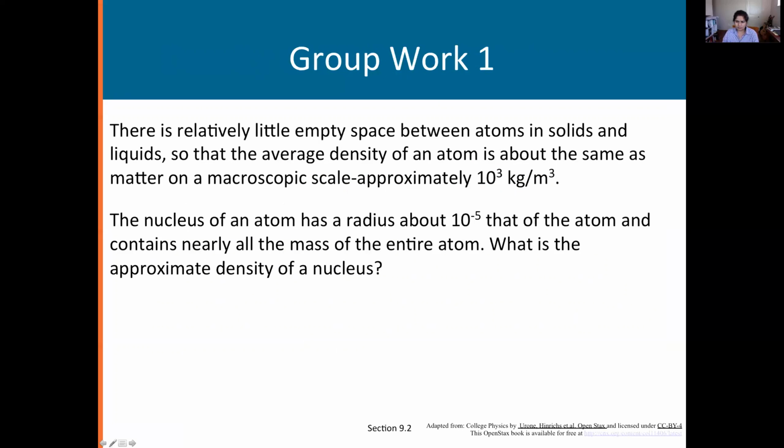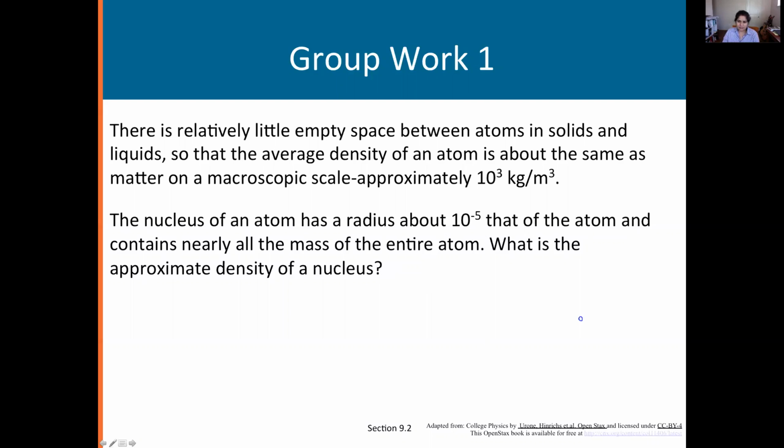Let's do a simple problem on this. There's relatively little empty space between atoms in solids and liquids, so that the average density of an atom is about the same as matter on the macroscopic scale, approximately 10 to the power 3 kg per meter cubed, like we saw for water. 1 times 10 to the power 3. The nucleus of an atom has a radius of about 10 to the minus 5 that of the atom, and contains nearly all the mass of the entire atom. What is the approximate density of the nucleus?